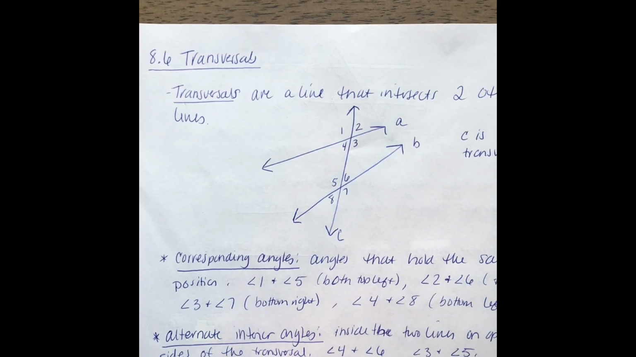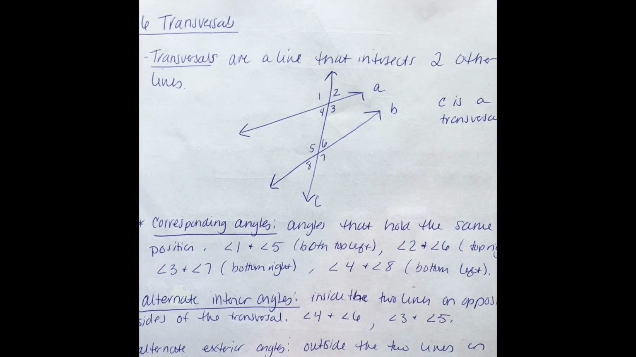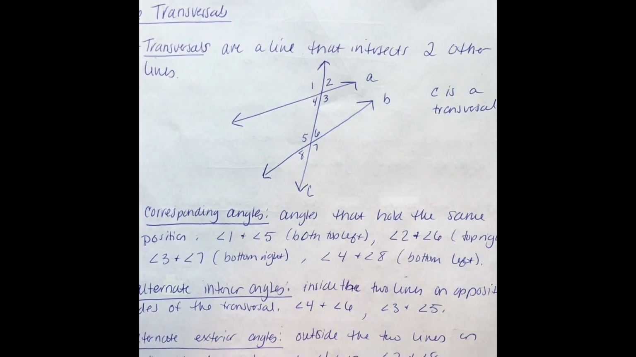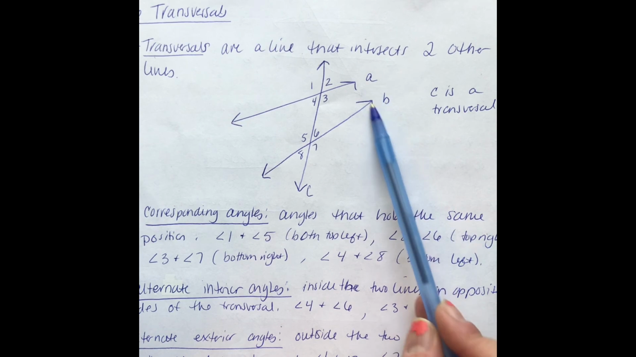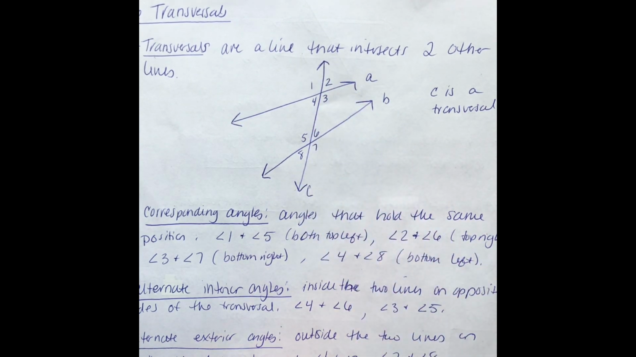Section 8.6 is called transversals. A transversal is a line that intersects two other lines at the same time. In this case, we have line A and line B. Line C is a transversal because it's intersecting two of the other lines.